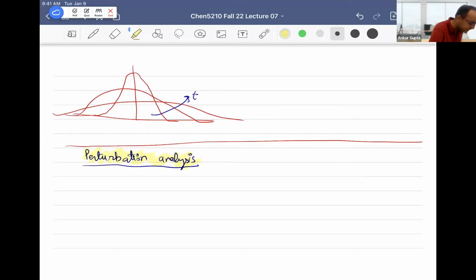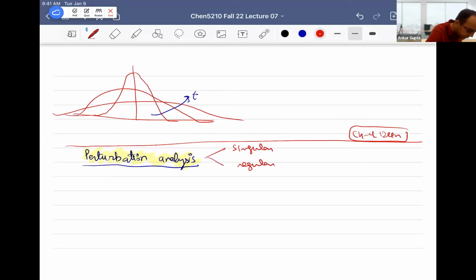I just want to preface, in case, that we are still in chapter 4 of Dean, which covers both similarity and regular perturbation analysis. One is singular and one is regular, and this is the focus today. So we'll focus on regular perturbation analysis. What is the idea?